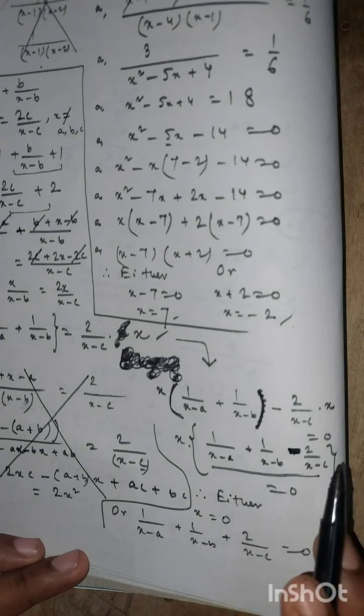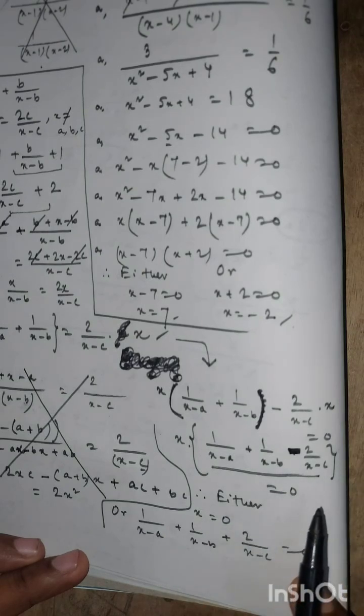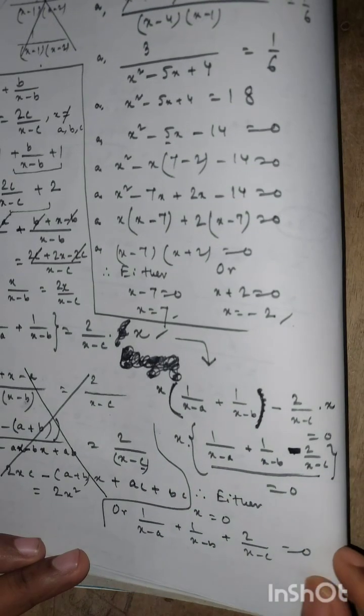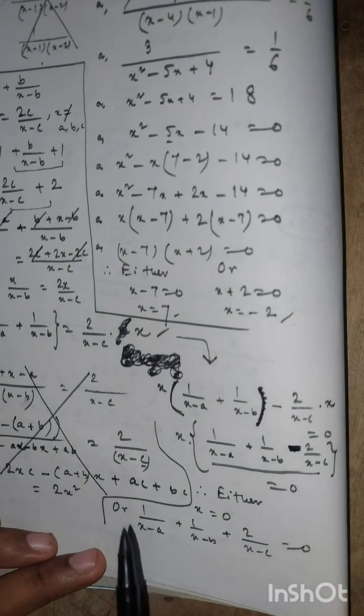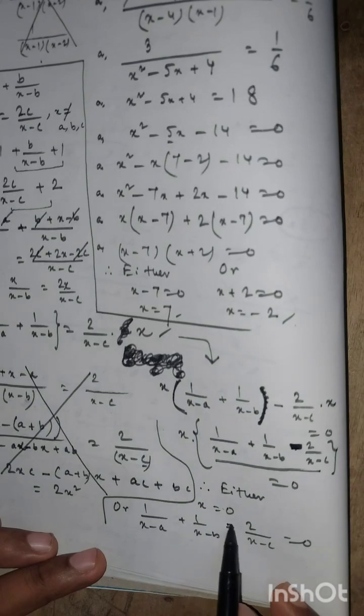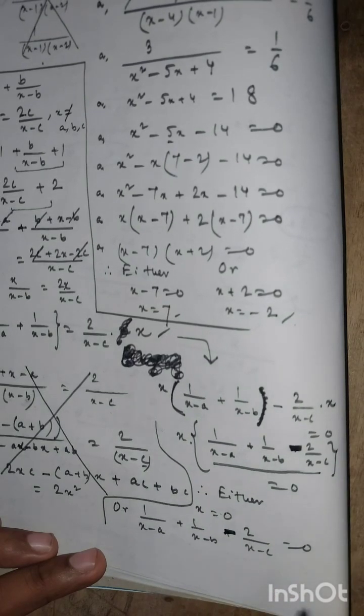Okay, there is a little hodgepodge, but still, I hope you can understand it. Either x is 0 or this quantity, sorry, this is minus, or this quantity should be equal to 0.